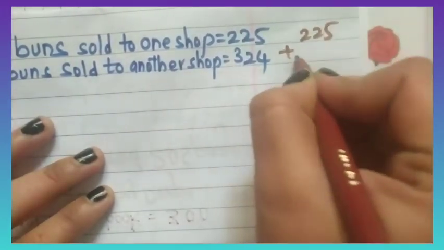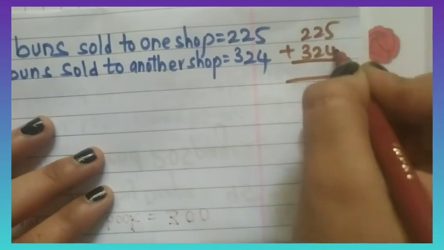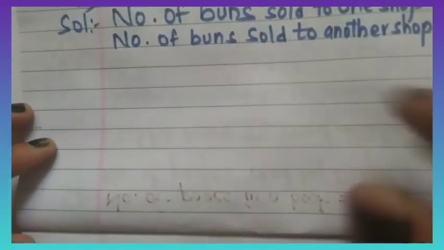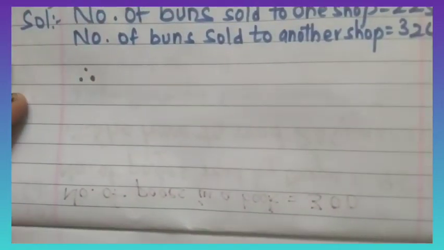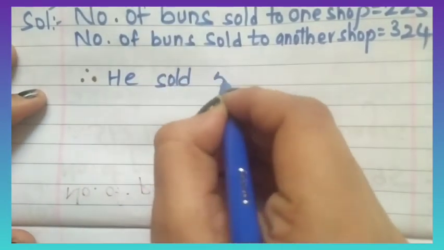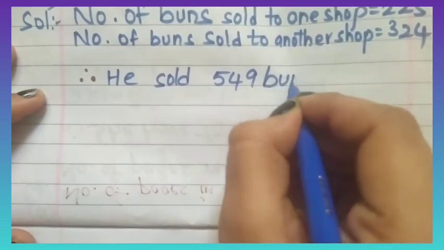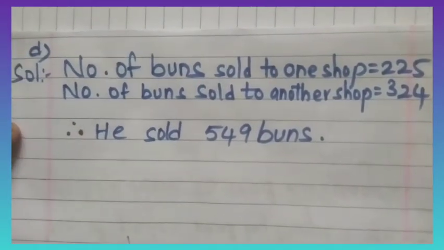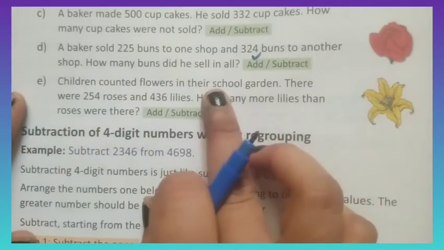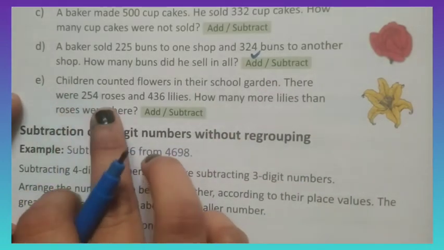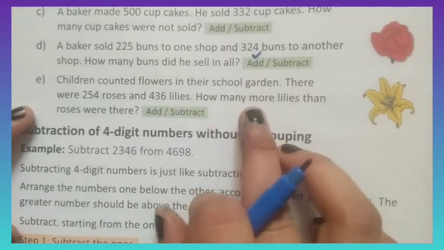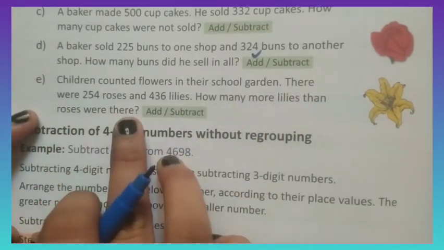225 plus 324. 5 plus 4, 9. 2 plus 2, 4. 2 plus 3, 5. Therefore, he sold 549 buns. This is D answer. Okay, now look at E question. Children counted flowers in their school garden. There were 254 roses and 436 lilies. How many more lilies than roses were there?